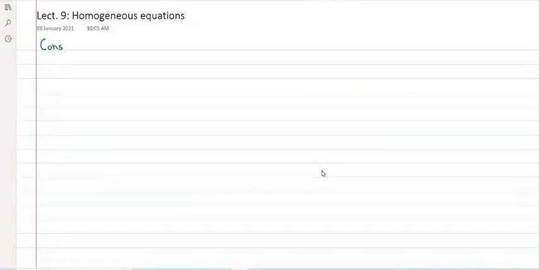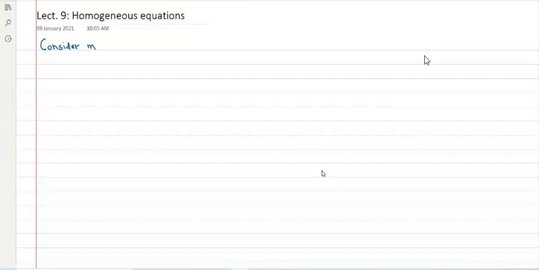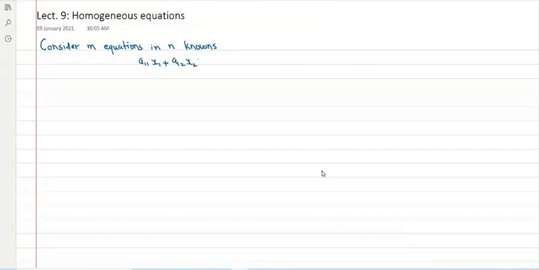Consider m equations in n unknowns. The same notations. That is, the first equation I will denote as a11 x1 plus a12 x2 plus dot dot dot a1n xn is equal to b1. I will continue the same one.